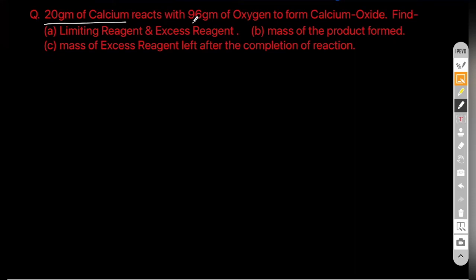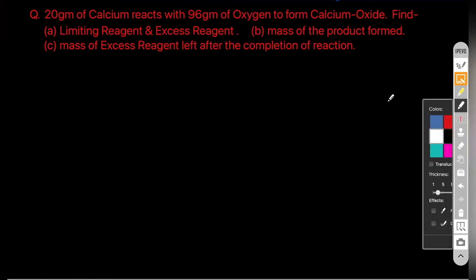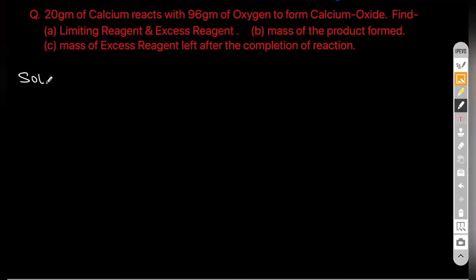20 gram of calcium reacts with 96 gram of oxygen to form calcium oxide. Find: A part, limiting reagent and excess reagent; B part, mass of product formed; C part, mass of excess reagent left unreacted after completion of reaction. Pause the video and solve by yourself.